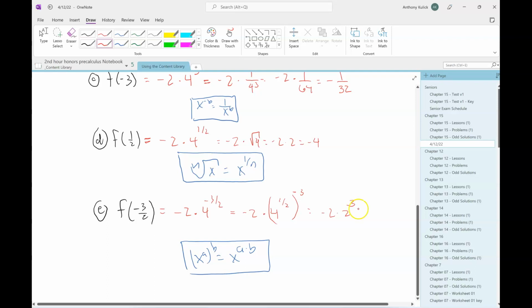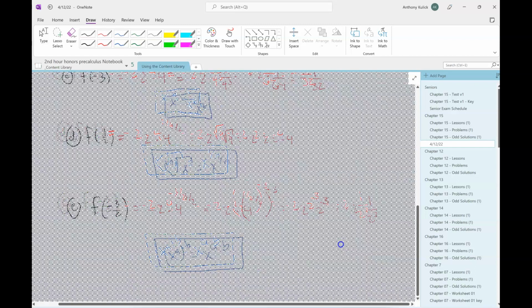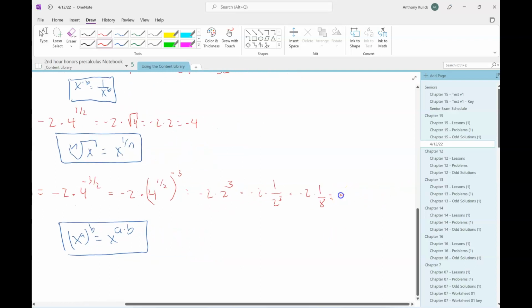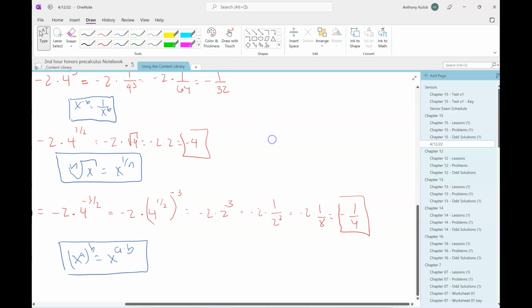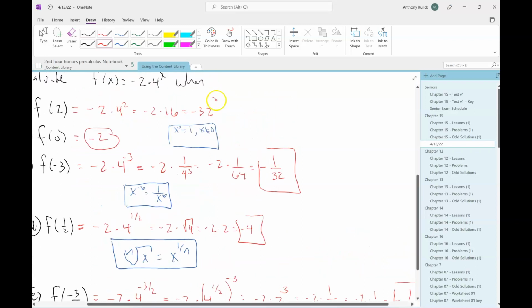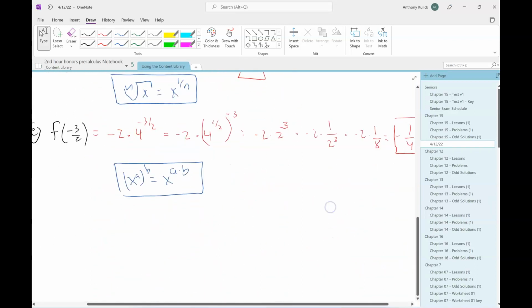So 4 to the 1/2 is just 2, as we saw above. And then negative 2 times 1 over 2 to the 3rd. That's negative 2 times 1 over 8, which is negative 1/4. Any questions about any of these before we move on?